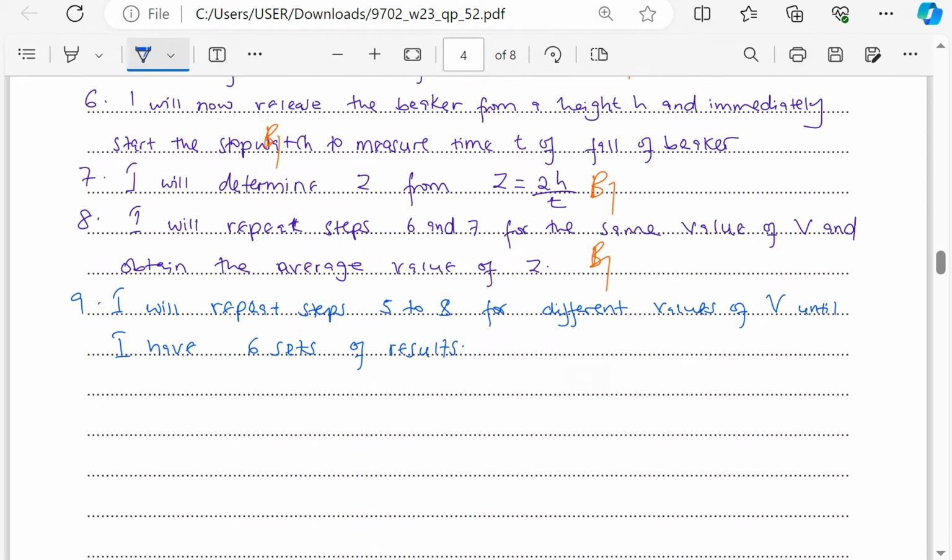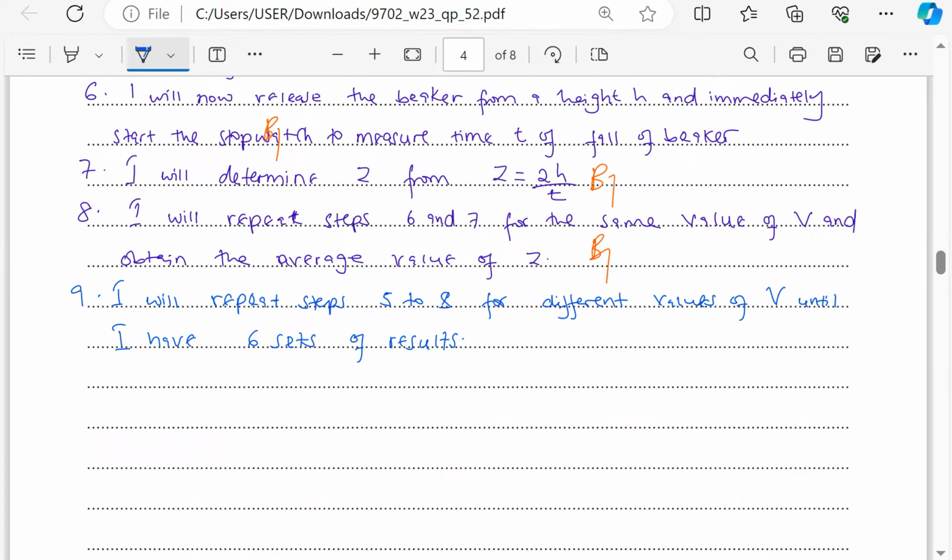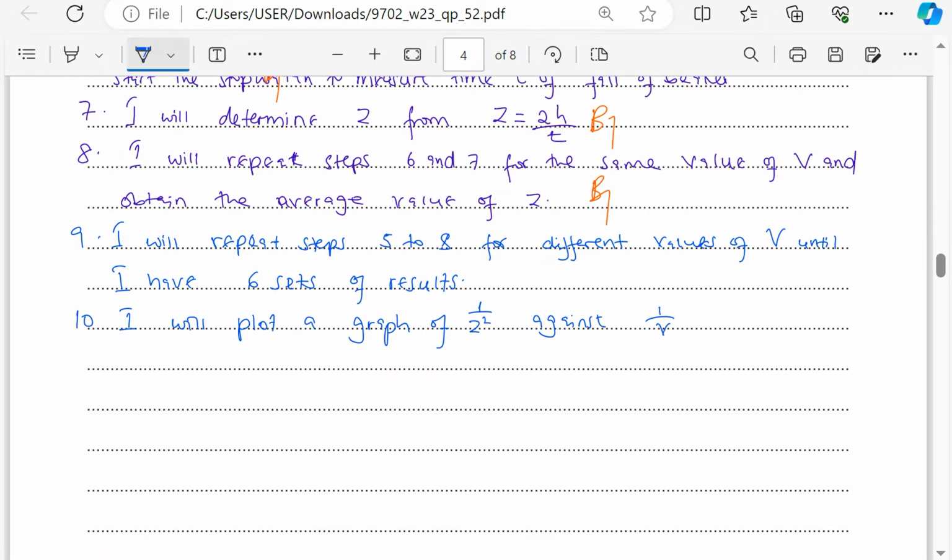Okay. So if I have 6 sets of results, now analysis comes into play. That is now step number 10. I will now plot a graph. We have already known which graph I will plot. So I will plot a graph of 1 over z squared against 1 over v.